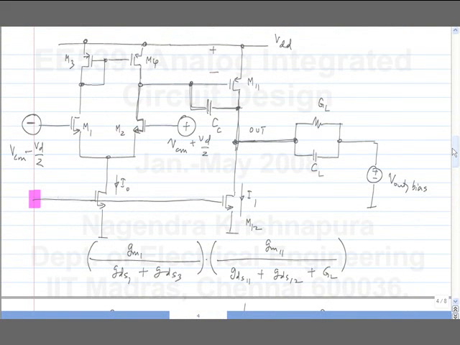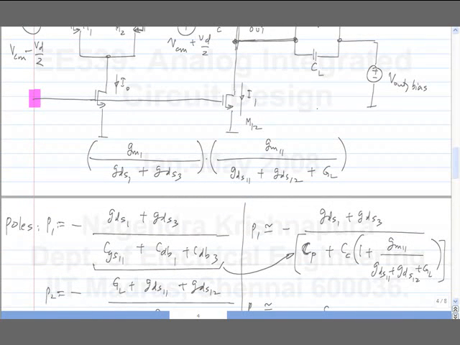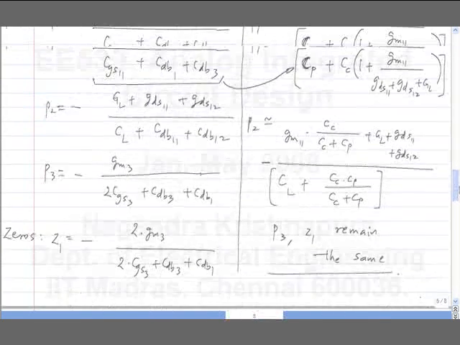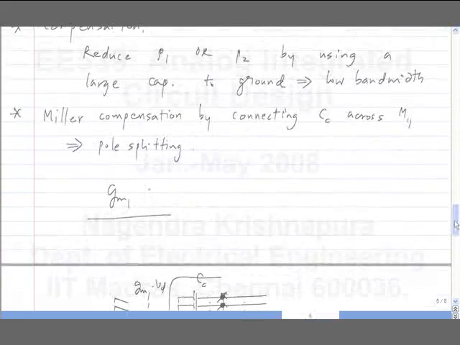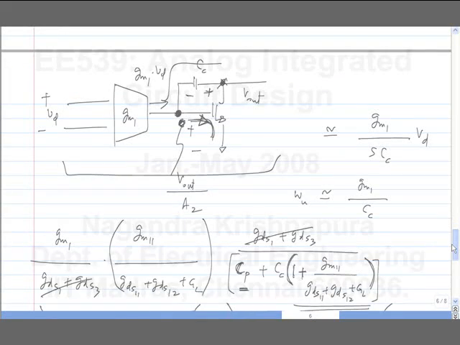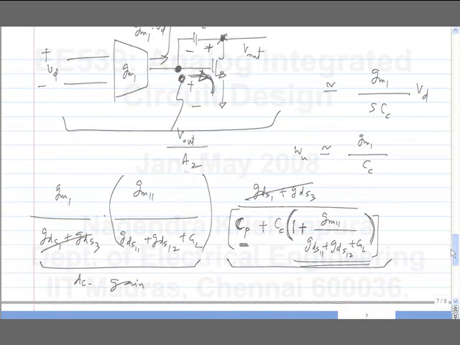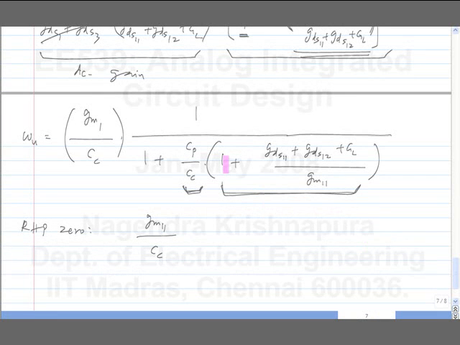This is the schematic, and the DC gain is given by this expression. And the poles and zeros are given here. The unity gain frequency is approximately the GM of the first stage divided by the compensation capacitor CC. And the expression is here.